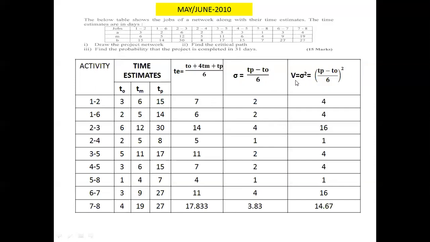The variance is calculated by using this equation: V is equal to sigma square, or (TP minus TO upon 6) whole square. The square of this 2, square of the 2 is 4, square of the 2 is 4, square of the 4 is 16. Like that, the variance for individual activities has been calculated.